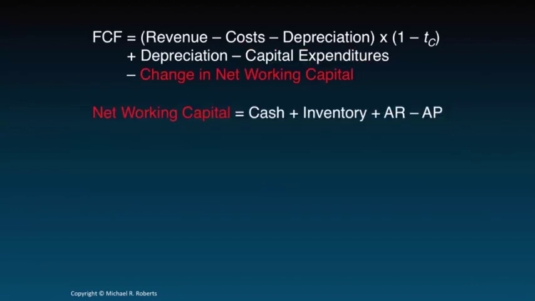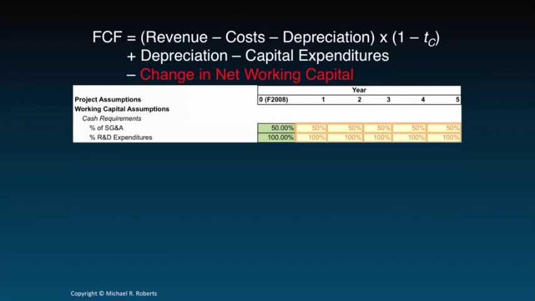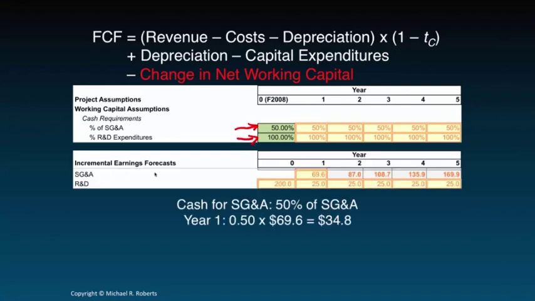So now let's turn to net working capital, more precisely the change in net working capital, but we'll start with net working capital, which, you remember, is cash plus inventory plus accounts receivable minus accounts payable. And here were all of our assumptions, all of our forecast drivers for the components of net working capital. Let's start with the top, the cash requirements. We're going to require 50% of SG&A in cash and 100% of our R&D expenditures. So we're going to need our SG&A forecasts and our R&D forecasts to back out the cash requirements.